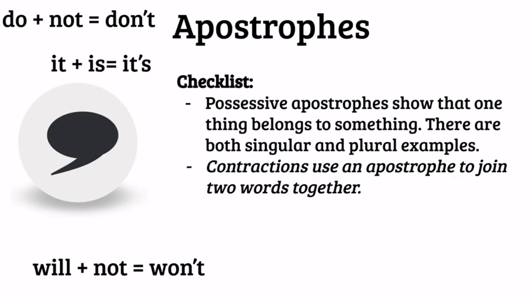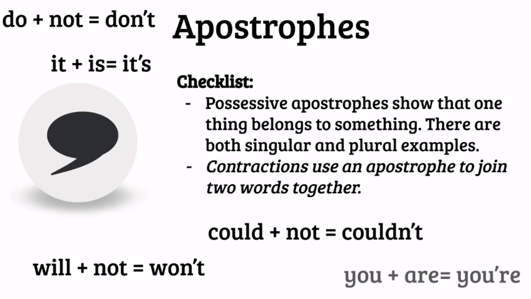It is becomes it's. You just use an apostrophe to show the I that's missing from is. Could and not becomes couldn't. You and are becomes you're. I and will becomes I'll. And these are just a few of the common contractions that you might use in your writing.